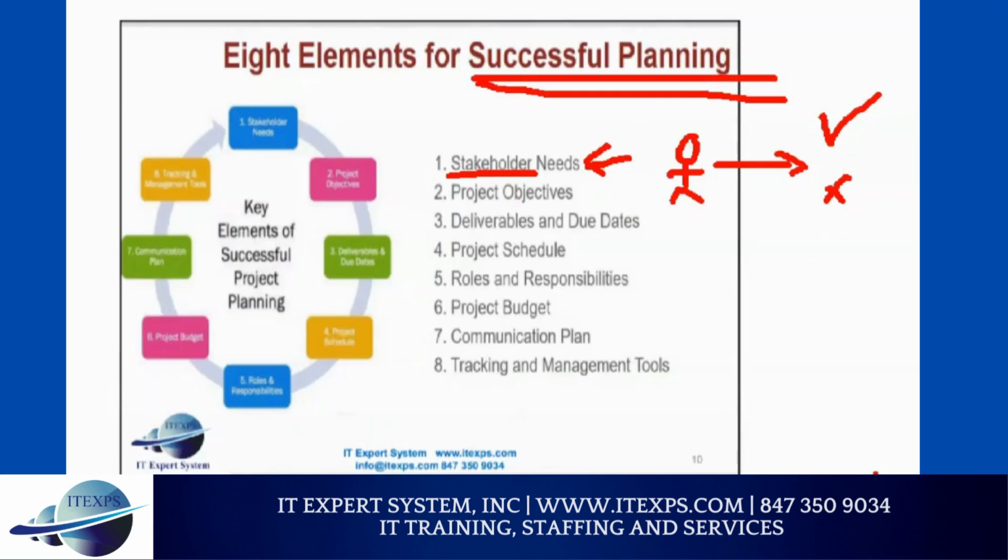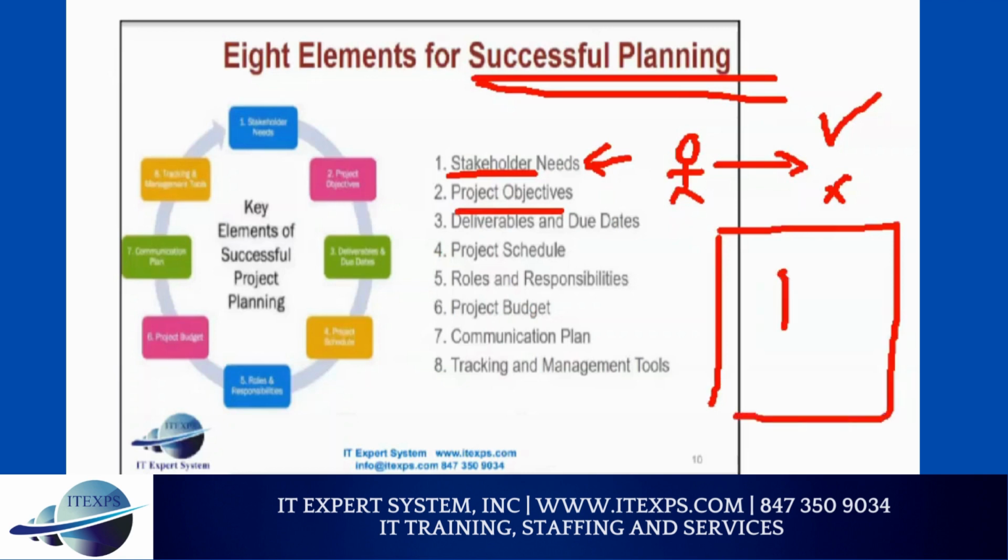There are two types of stakeholder: internal and external. Internal, they are working for the company. External, they're outsiders. You need to make sure you address their needs. If you don't address them, they will bite you. Second thing, make sure you understand the project objective. That type of thing will be listed in the project charter. If you remember, the project charter is a one-page document.